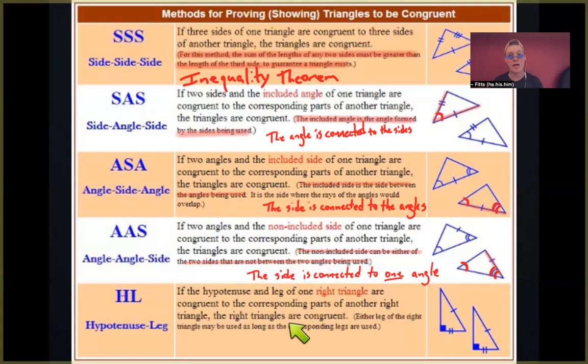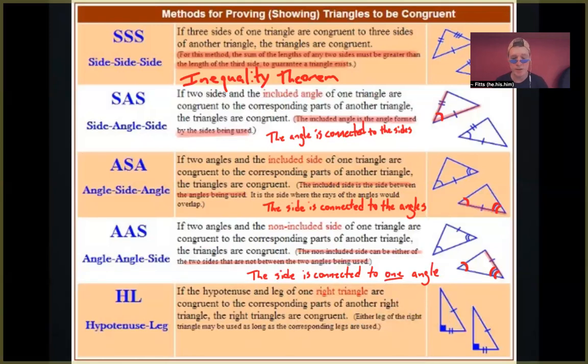And then hypotenuse leg is a special case if you have a right triangle and you know the hypotenuses are congruent and one of the legs are congruent. So we talked about that last video too, right? What's the leg and what's the hypotenuse? And if you have a right angle, so if it's a right triangle and you know the hypotenuse and the leg, then you also know they're congruent. And by Pythagorean theorem, if you know two of the sides, you can prove the third side. So you could take the next step and use side, side, side, right? So anyway, there we go.